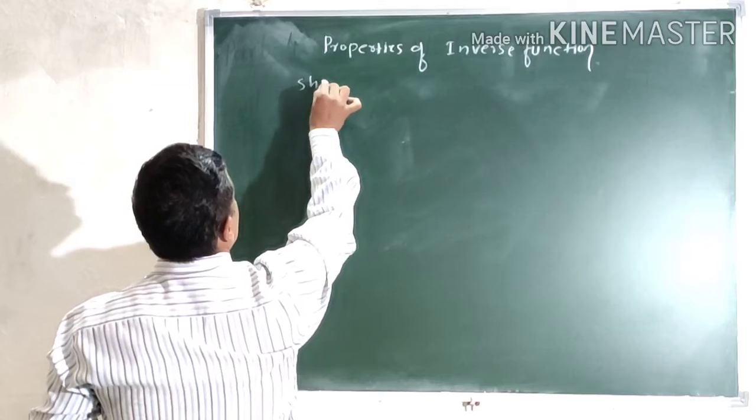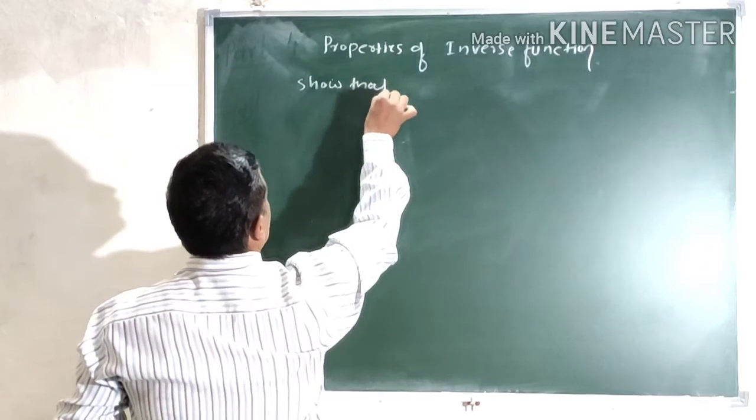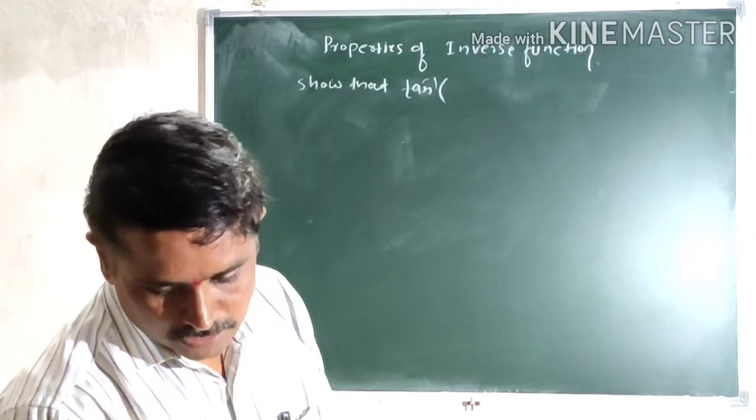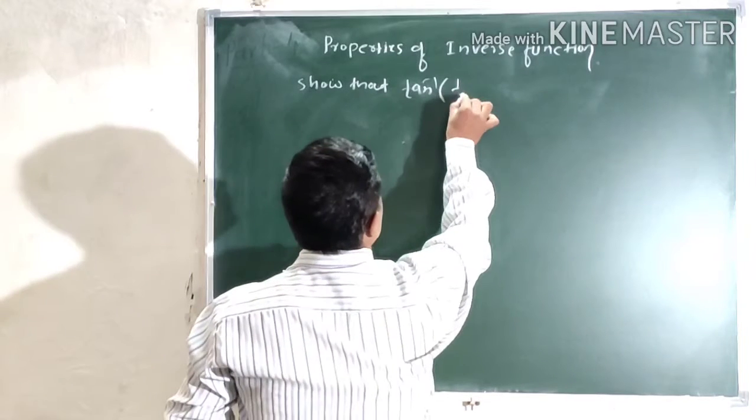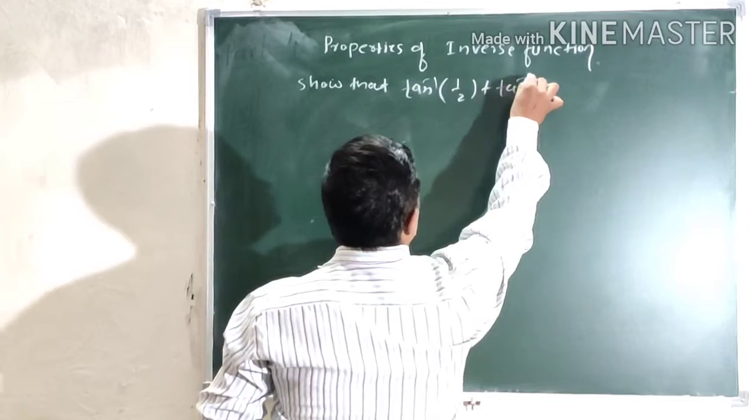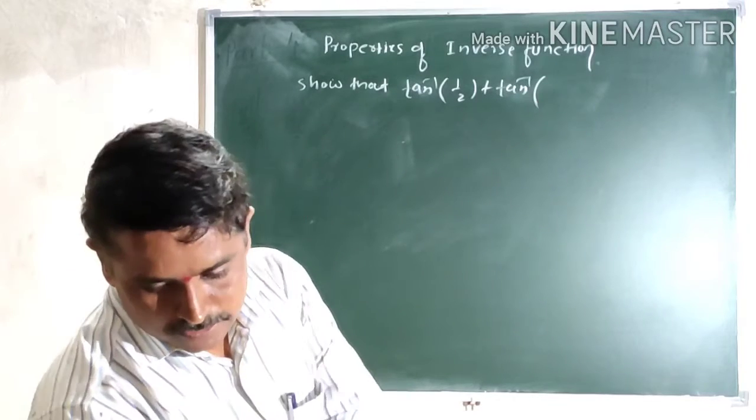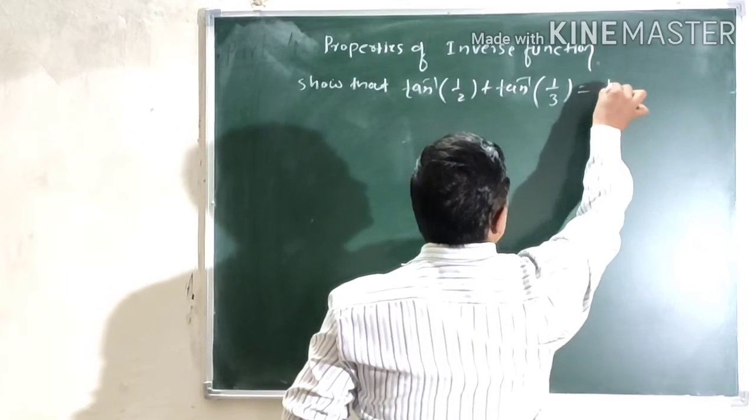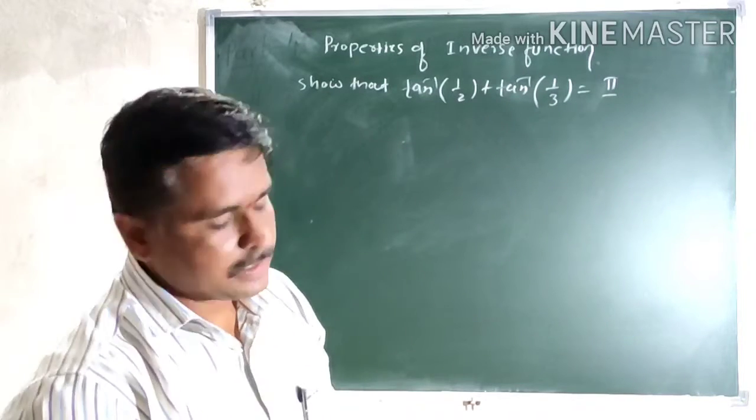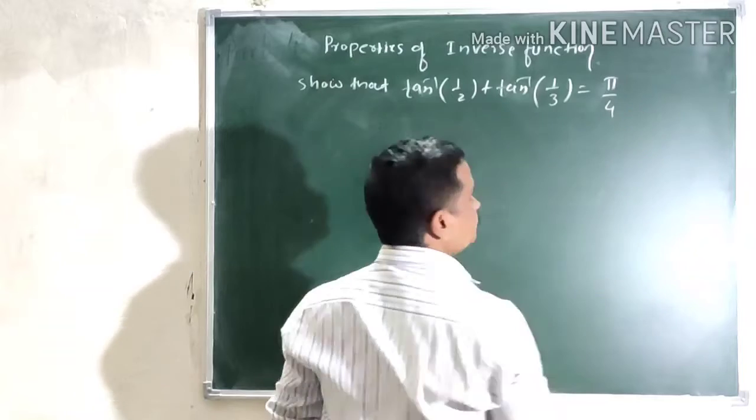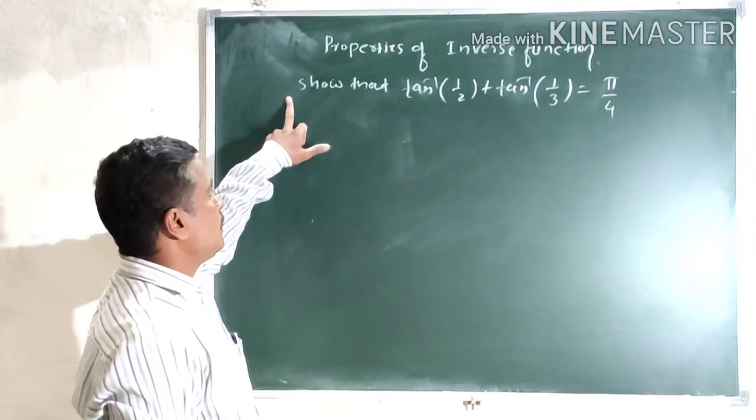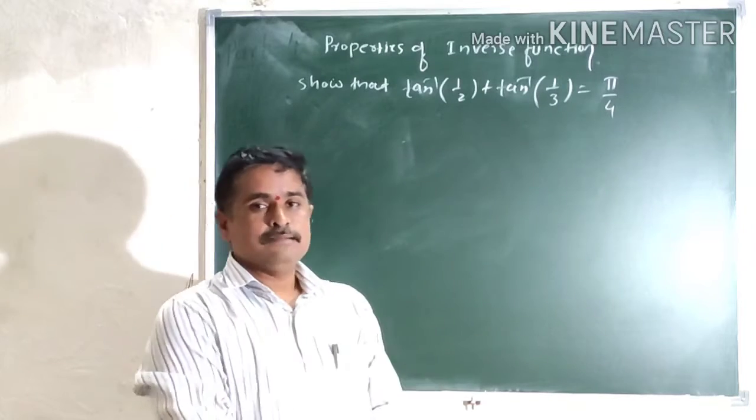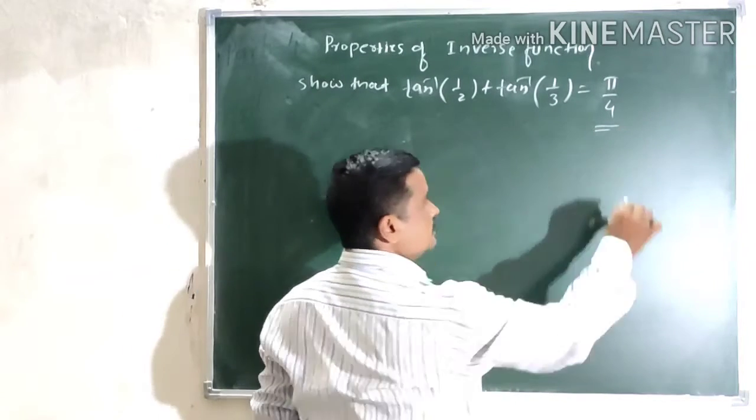Show that tan inverse of 1/2 plus tan inverse of 1/3 equals pi by 4. So observe this example: show that tan inverse of 1/2 plus tan inverse of 1/3 equals pi by 4. So the RHS is pi by 4.